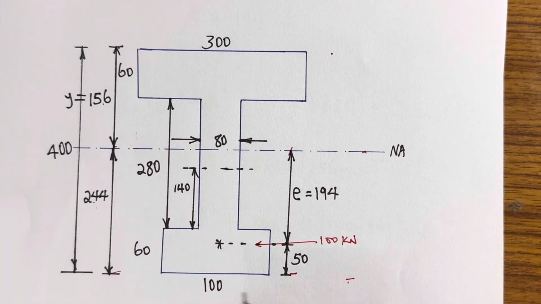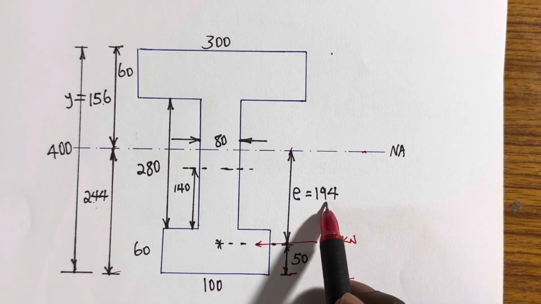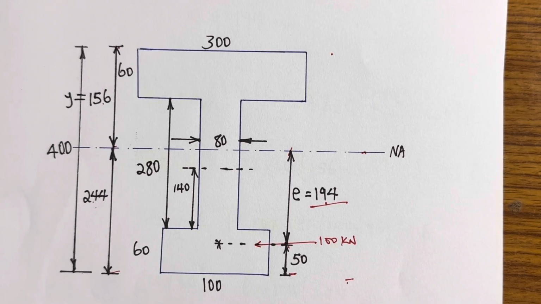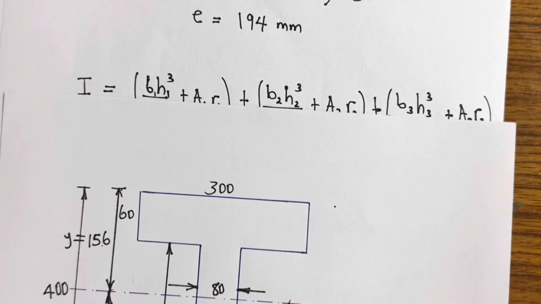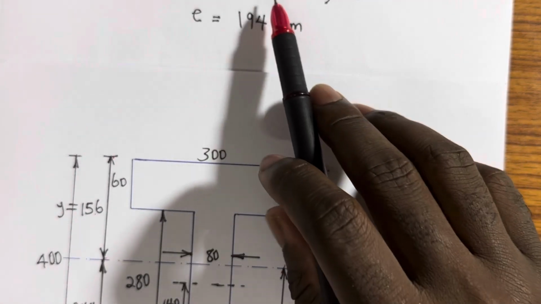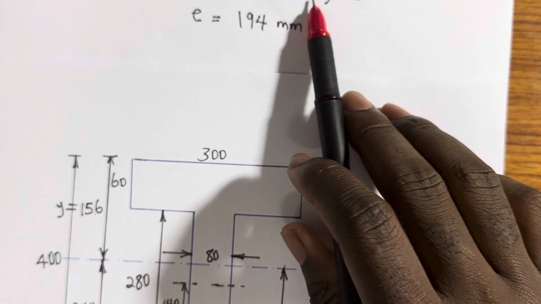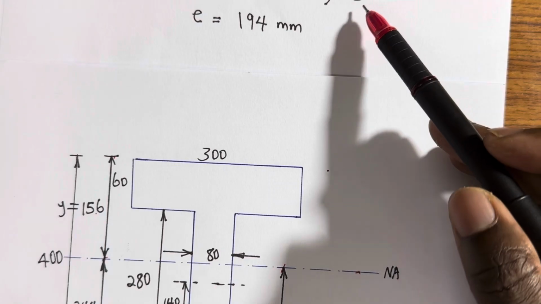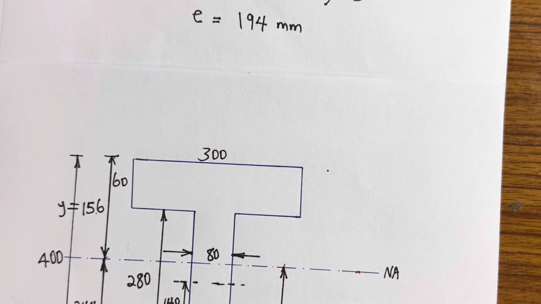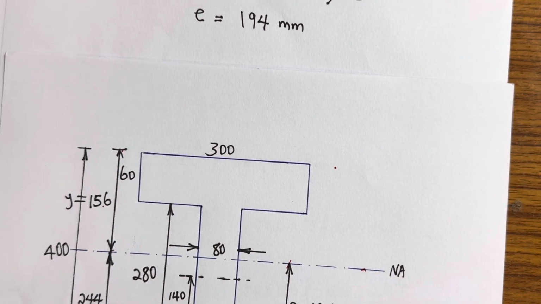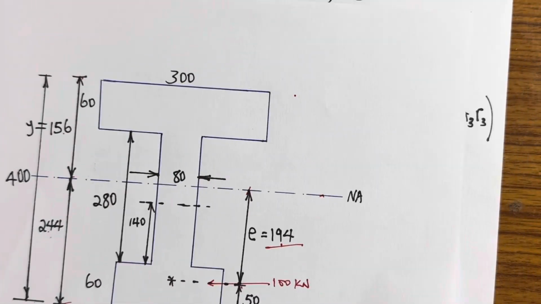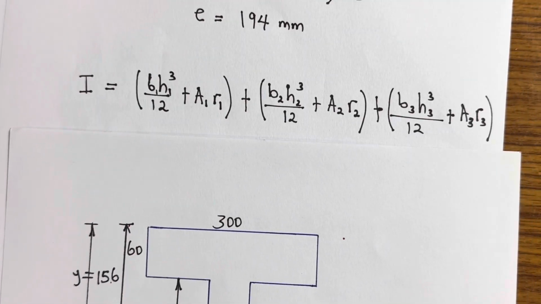Okay, so when we subtract 50, we remain with an eccentricity of 194. As easy as that. So that is how I've shown you here. I've given you that the total minus 156 gives you 244. Then minus the 50 at the bottom will give you 194 as the eccentricity.